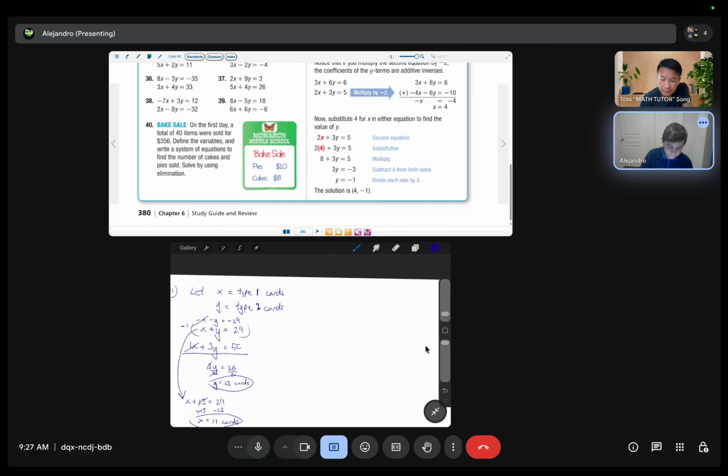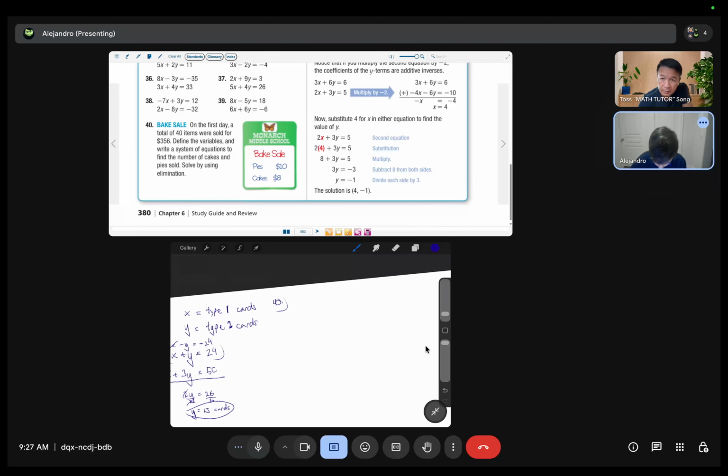Next one, 40. Okay. All right. On the first day, a total of 40 items were sold for $356. Define the variables and write the system of equations to find the number of cakes and pies. So it's about cakes and pies. You have to look at the price on the tag right there, the price for the pies and the cakes.